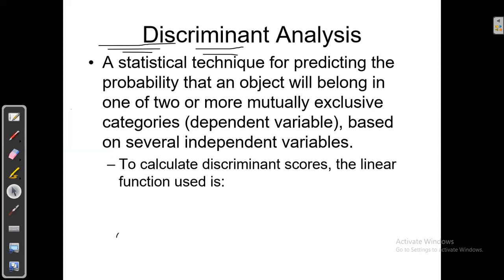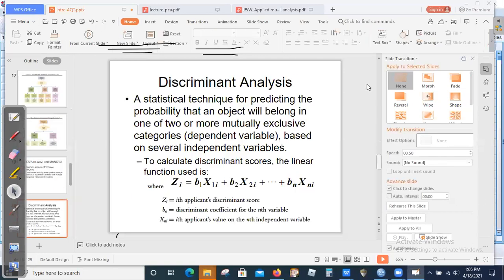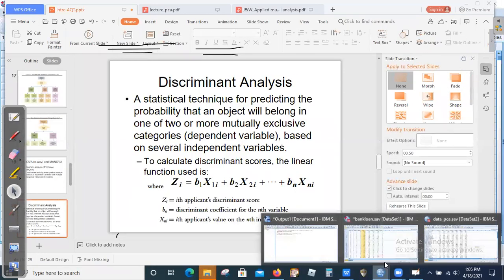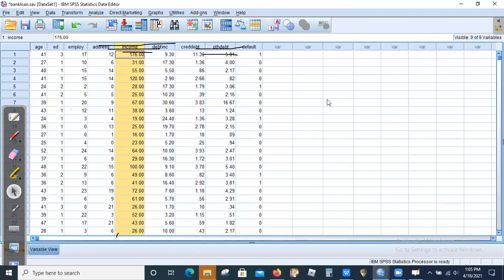So this is a statistical technique for predicting the probability that an object will belong in one of two or more mutually exclusive categories, the dependent variable, based on several independent variables. I had given you one idea in my last lecture when I was mentioning this data set to you.